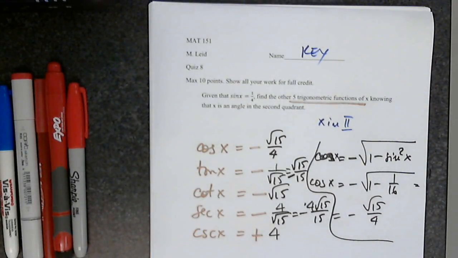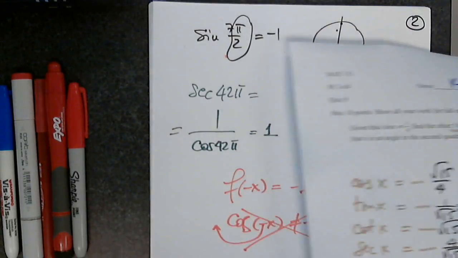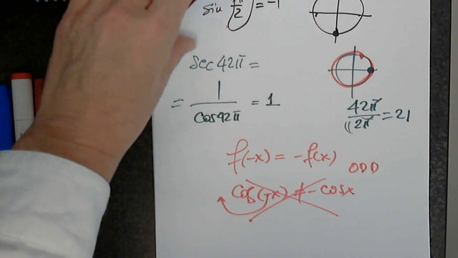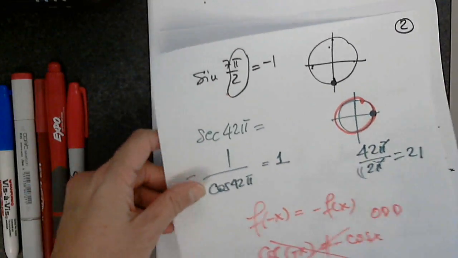Right. But yes, using a triangle and positioning it in the second quadrant is fine. It's fine. Okay? Good. So let's continue. Any questions for me? Any questions? Okay.